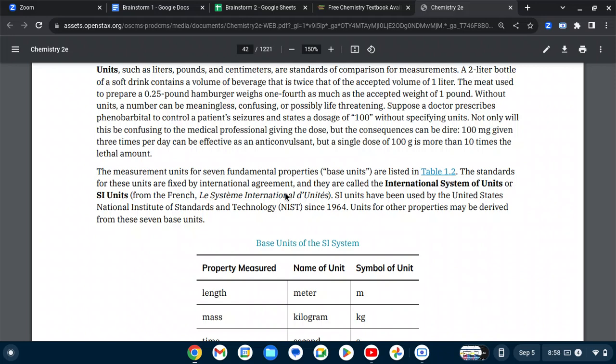The measurement units for 7 fundamental properties are listed in Table 1.2. The standards for these units are fixed by international agreement, and they are called the International System of Units, or SI units. SI units have been used by the United States National Institute of Standards and Technology since 1964. Units for other properties may be derived from these 7 base units.